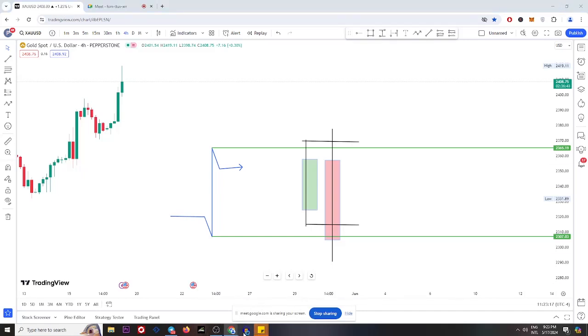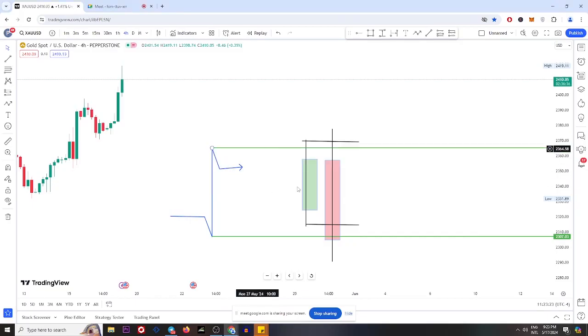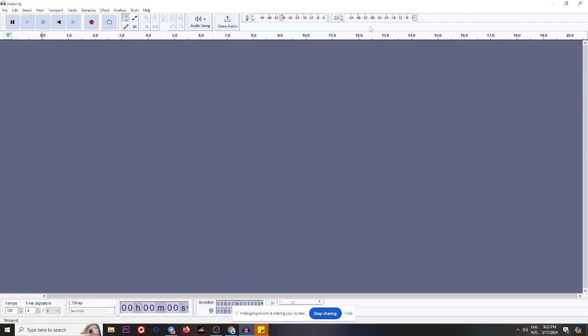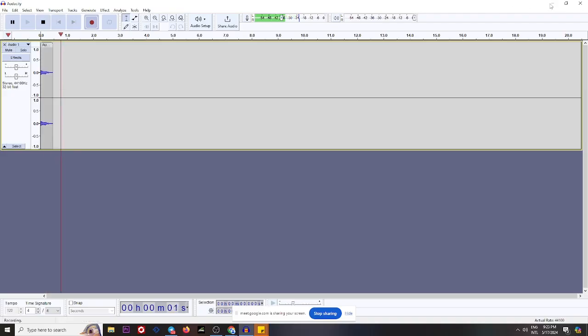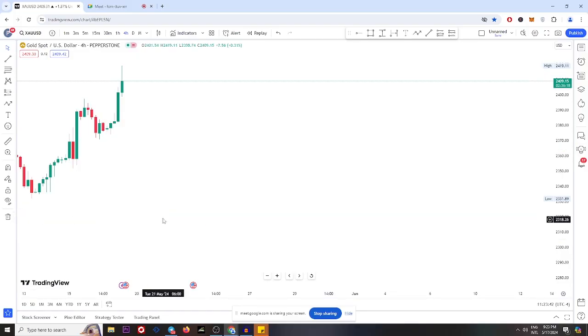Both the body and the shadow of the candle have to engulf, so we have to cover the previous candle for it to be engulfing. Now look at this. Remember what we said, we are going to see the sell engulfing first. So this is a buy candle and we are going to have this sell candle.